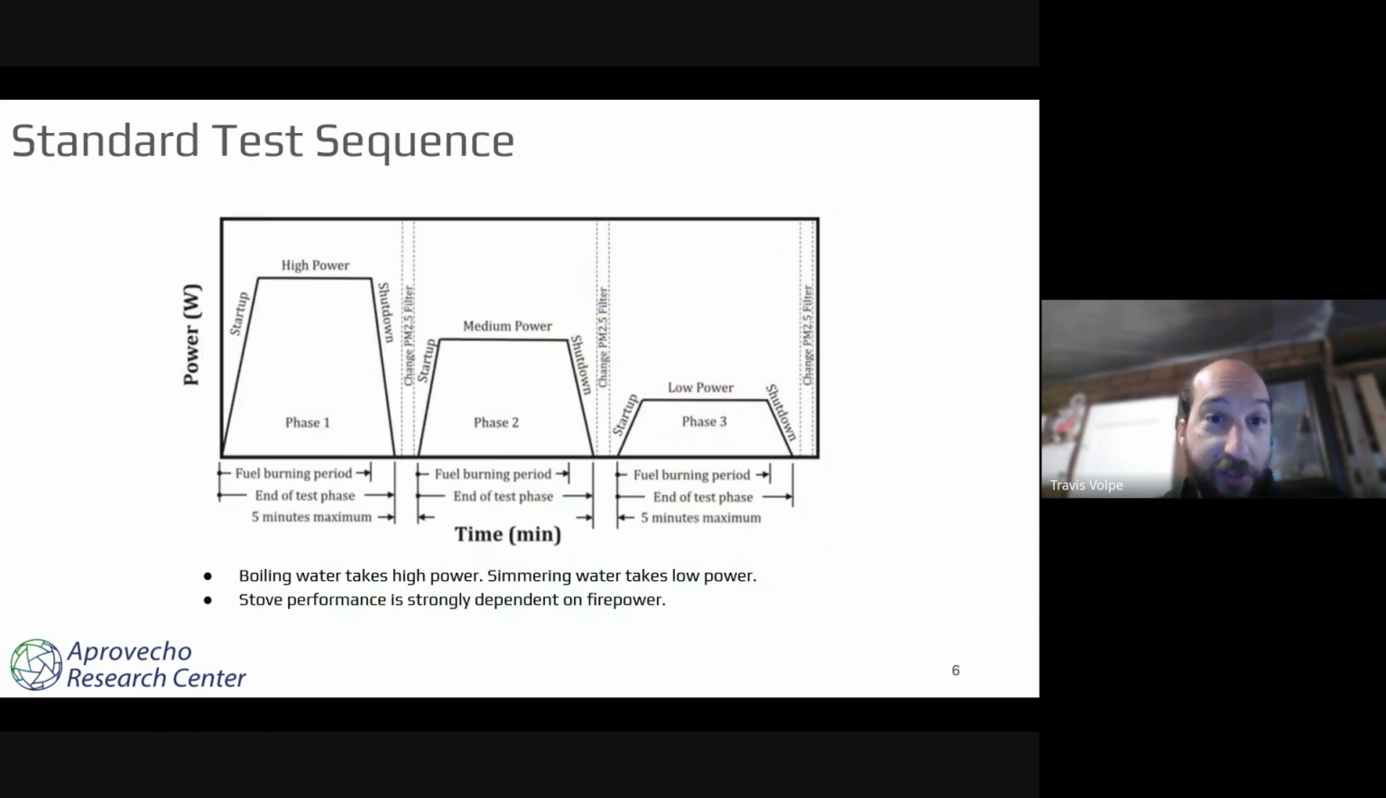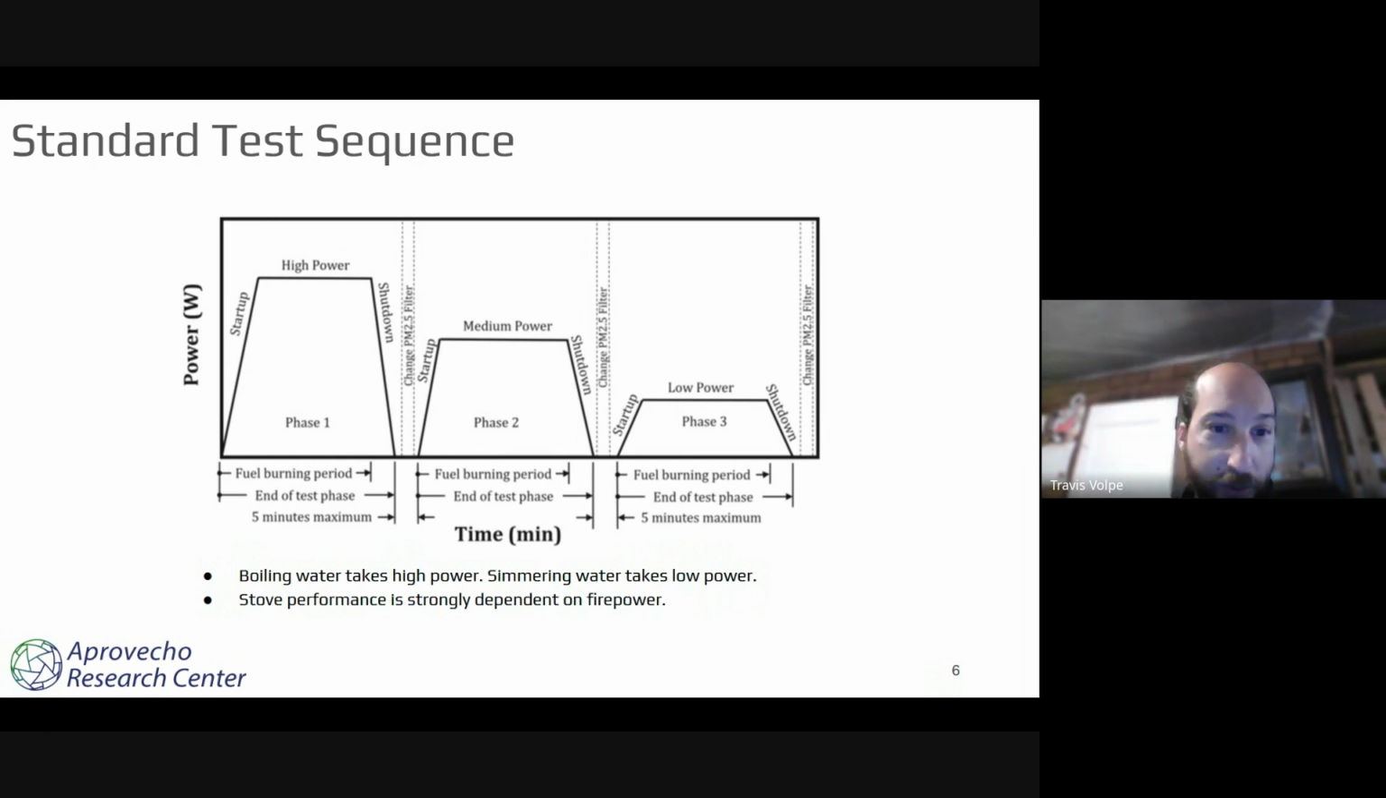The standard test sequence of a water boiling test generally consists of 3 different phases: a high power, medium power, and low power. You know that for boiling water, we want the stove to be operating at high power, but for simmering and cooking rice or cooking beans, we want very, very low power. So if the stove does have different power levels, it's tested at the highest, the lowest, and a midpoint in between.